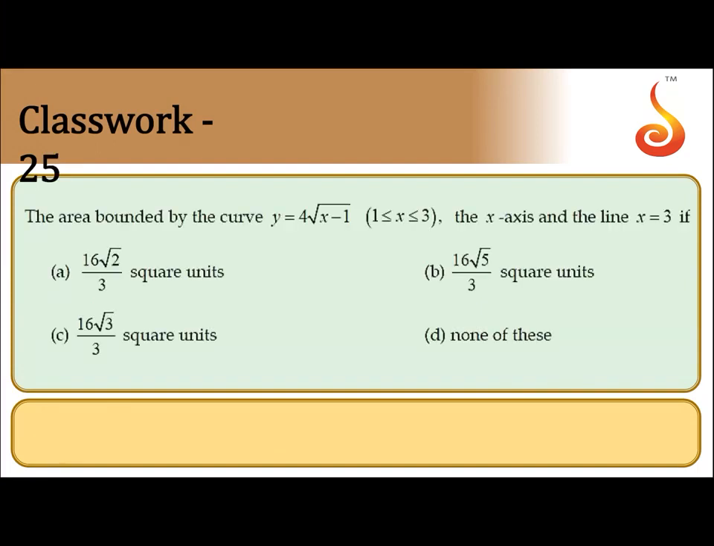Coming to the next one, area bounded by the curve y is equals to 4 root of x minus 1, x lies between 1 and 3. The domain itself is x greater than or equals to 1, and the x-axis and the line x equals to 3. So y is equals to 4 times root of x minus 1. Starting from x equals 1, this is nothing but root x, it looks like this one. This is nothing but a semi-parabola.